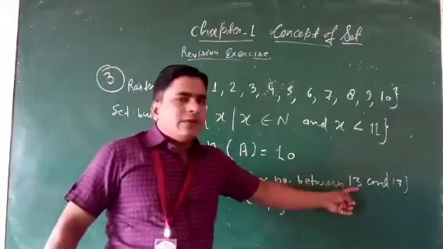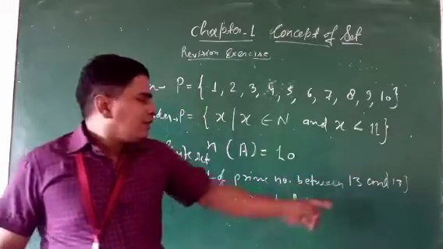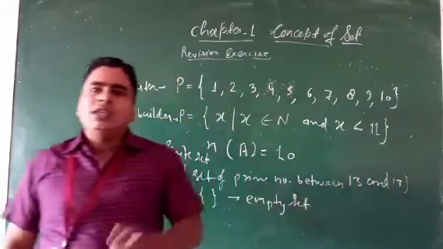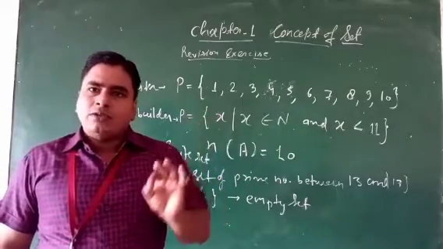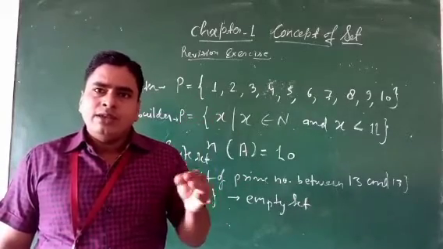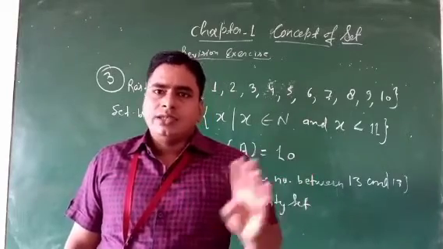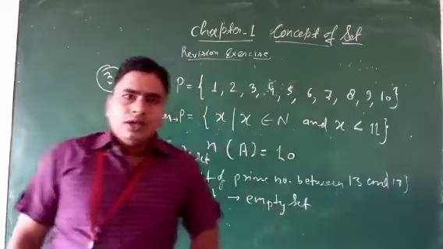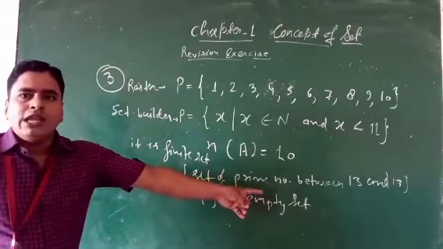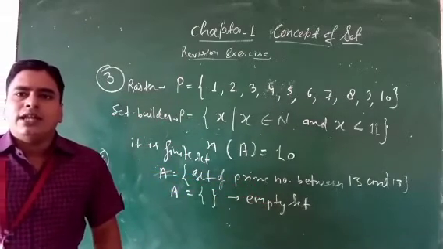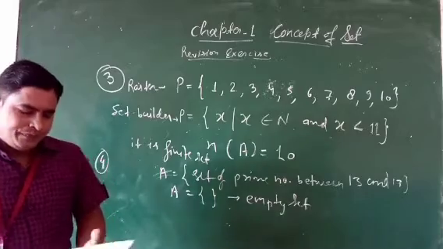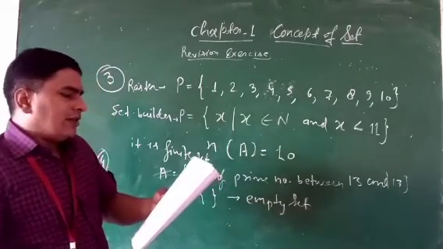Because in between 13 and 17, there is no prime number. 14 is also not a prime number, it is divisible by some other number. 15 also not a prime number. 16 also not a prime number. So there will be no prime number between 13 and 17. Clear? Same way you can solve the second part.